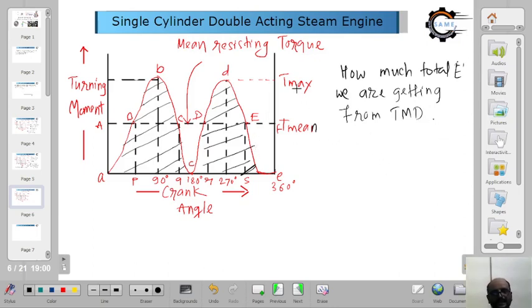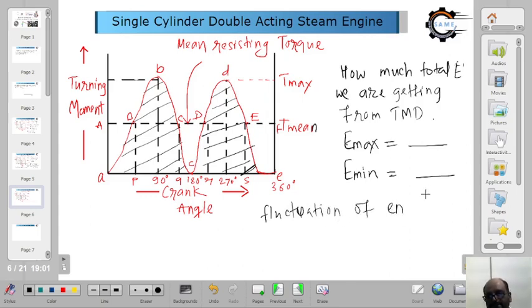And see, here we can also see the maximum energy, right? E max. How much E max? At tau max, that is at T max, the E max will be there, right? We can also calculate the maximum energy. Also, we will see the minimum energy from this, right? And the fluctuation of energy we will also see. How will we calculate this? See, once we know this E maximum and E minimum, the fluctuation is E max minus E minimum, right? This thing we can calculate from this.